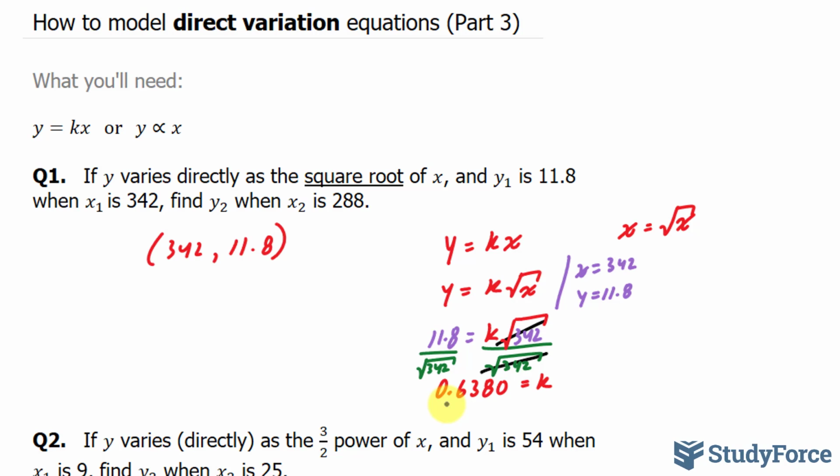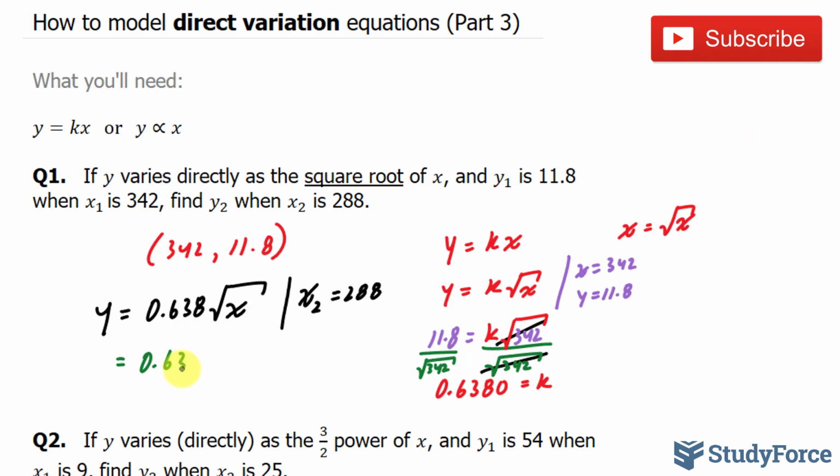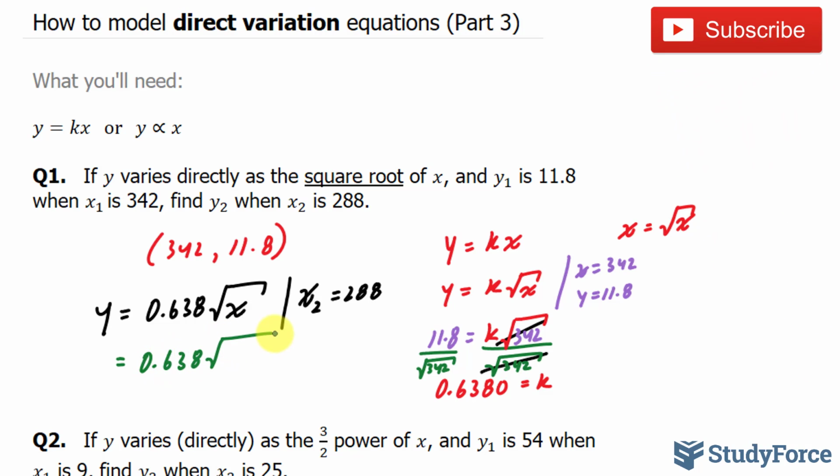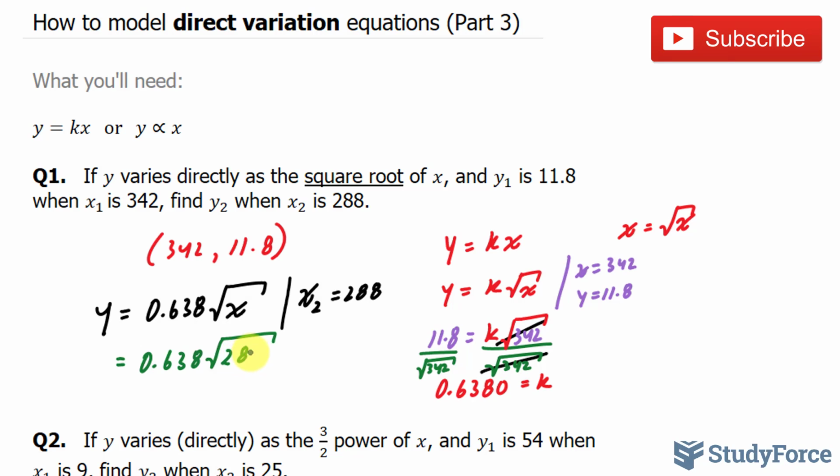Our new equation that models what has been written here is y is equal to 0.638 the square root of x. To find y2 when x2 is 288, we substitute x subscript 2 into our equation, where we end up with 0.638 the square root of 288.